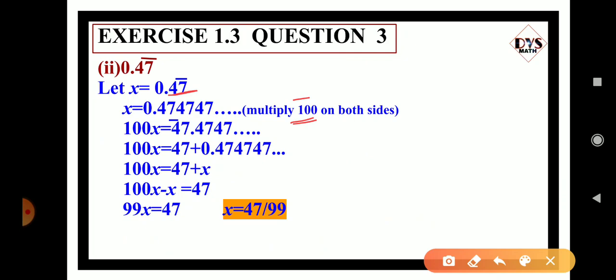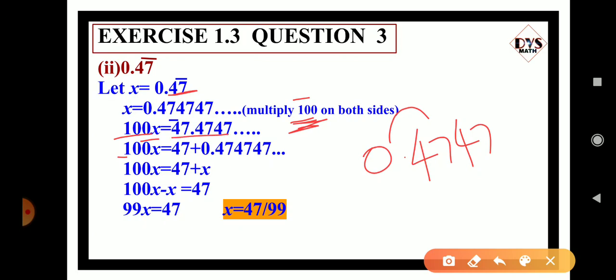So what happens? Multiplying by 100, 100 into x, 100x. It shifts the decimal: 0.4747, so you are multiplying by 100, that means 2 zeros, so it shifts 2 decimal places, 1, 2. So it became 47.474747, and so on. Again, what we can do, 47 plus 0.47. So I am splitting this again, 47 plus 0.4747, and so on.